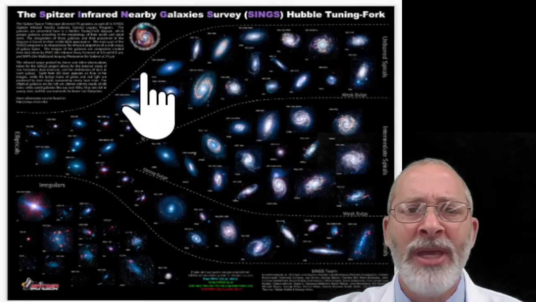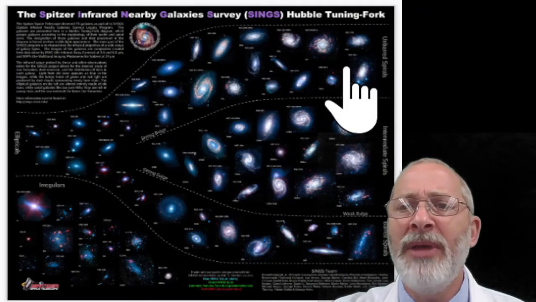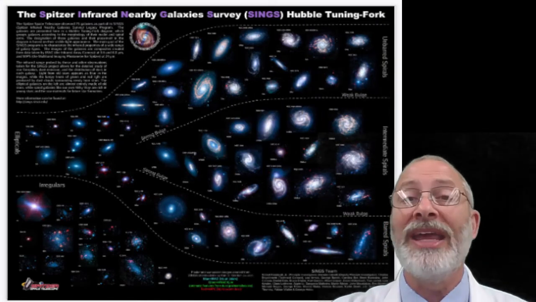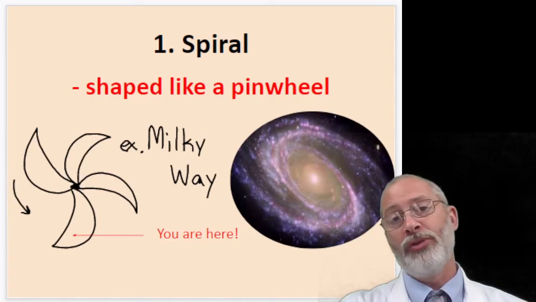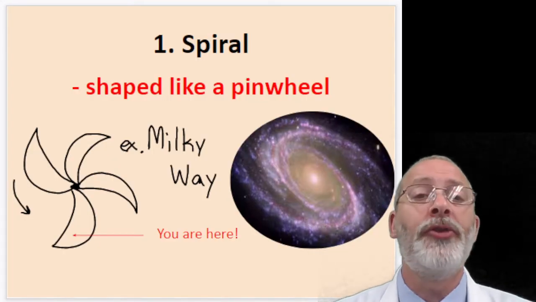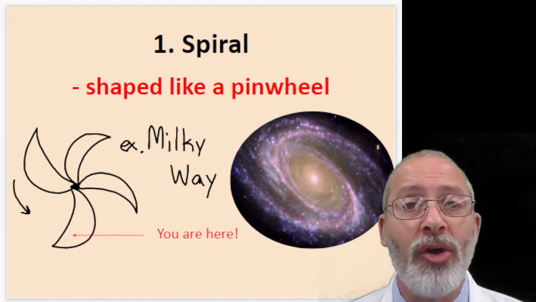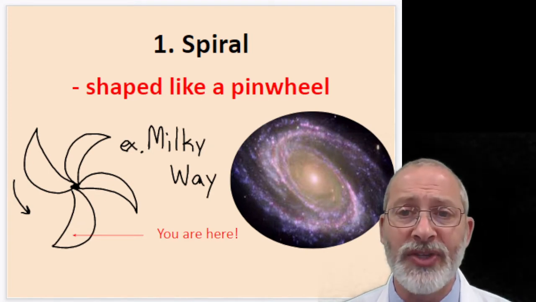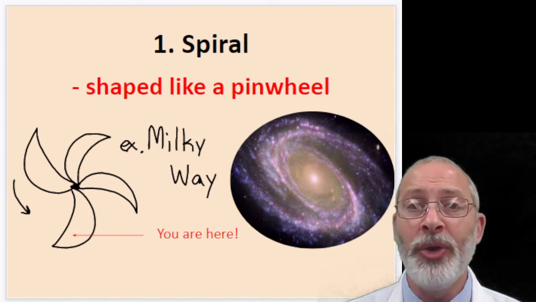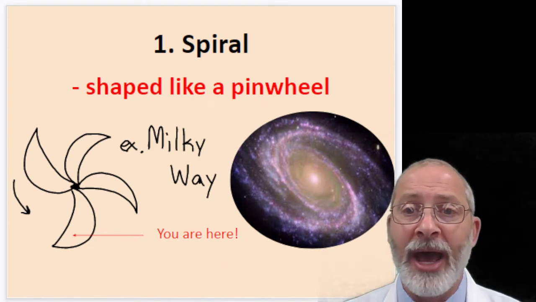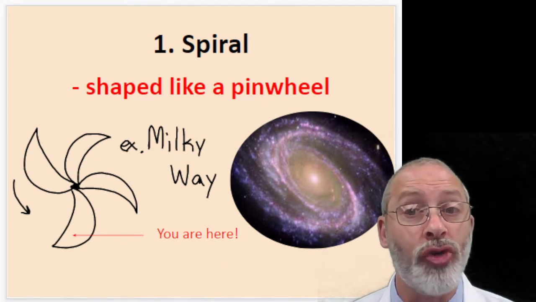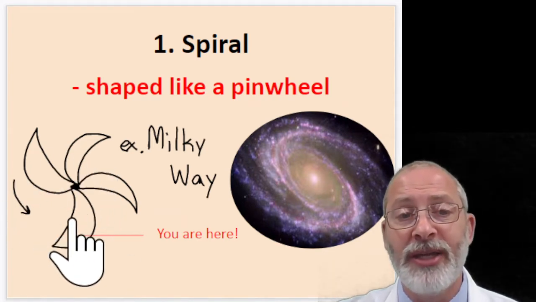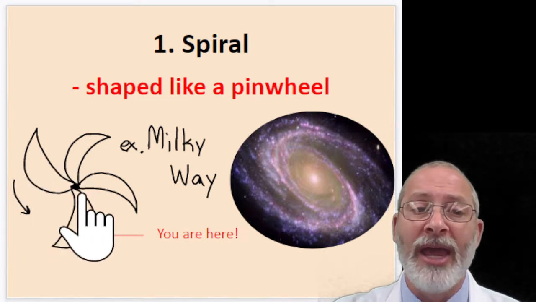And again, here's an image of many, many different types of galaxies that exist in the universe, but we're going to categorize them or group them into three groups. The first group of galaxies are called the spiral galaxies. Spiral galaxies are shaped like a pinwheel. Now, as you're writing this down, I also want you to draw the pictures and write down the example. So here's a picture of a typical spiral galaxy and a pinwheel.